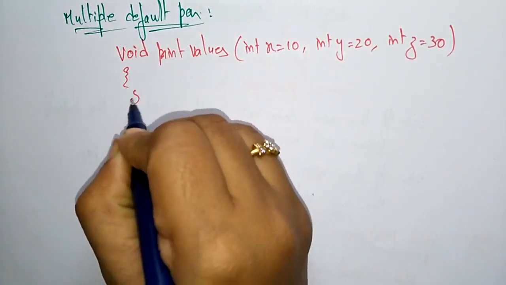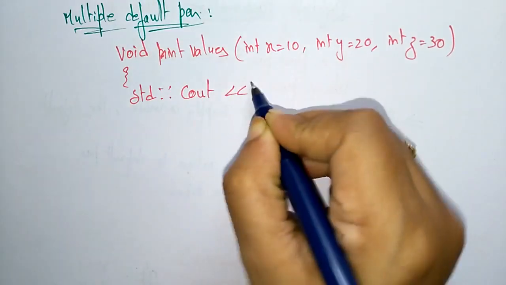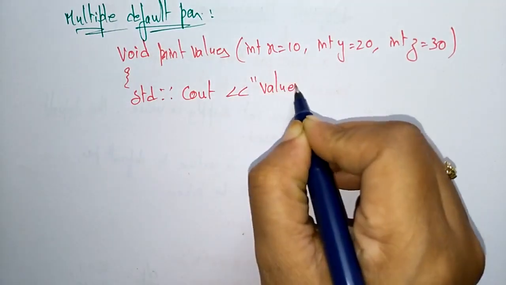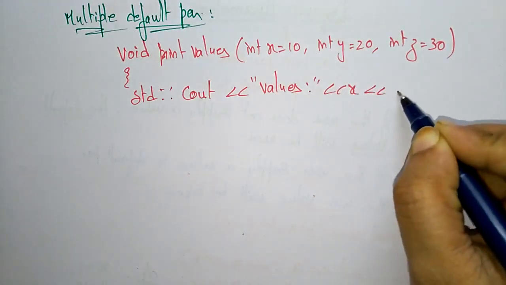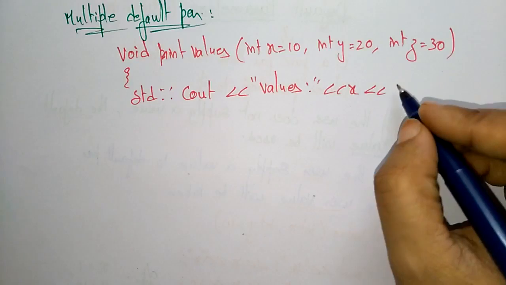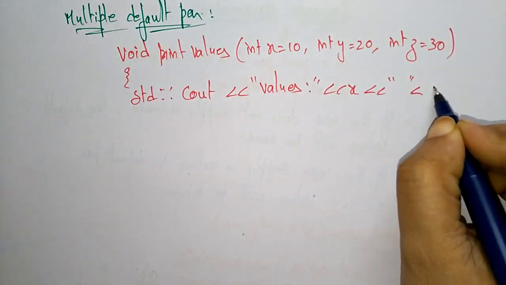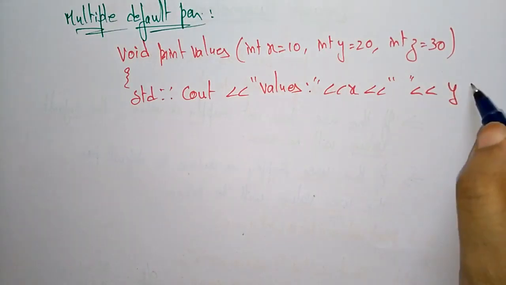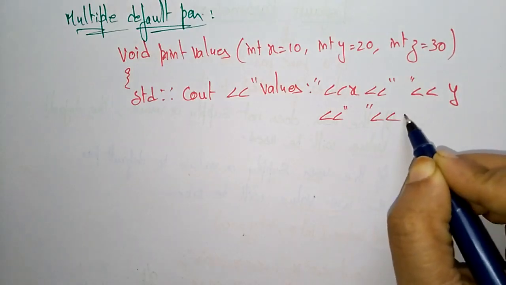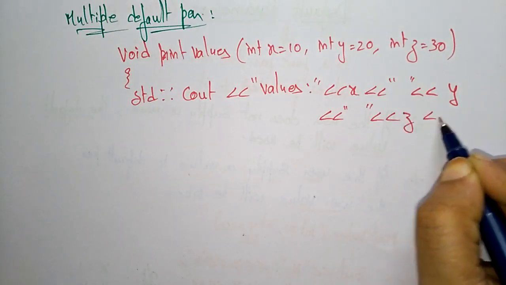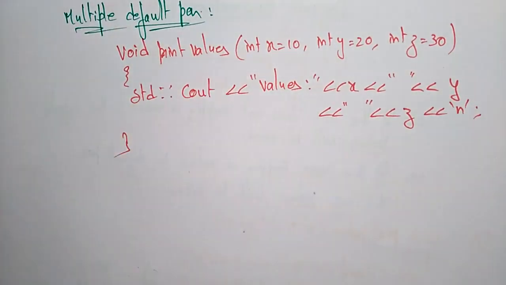Now in the function, std cout values. Print the x value, and I'm giving a space. For the space, you just print the space also. Then the y value, and again a space. Then the z value, and then a new line. So this is the function print values.